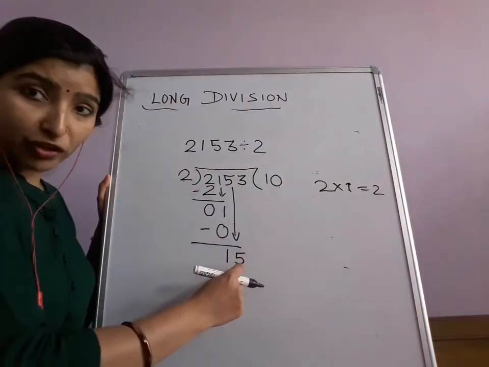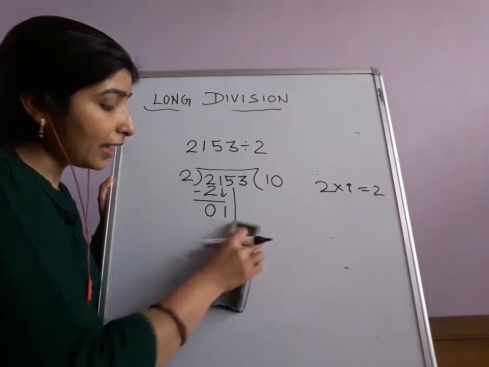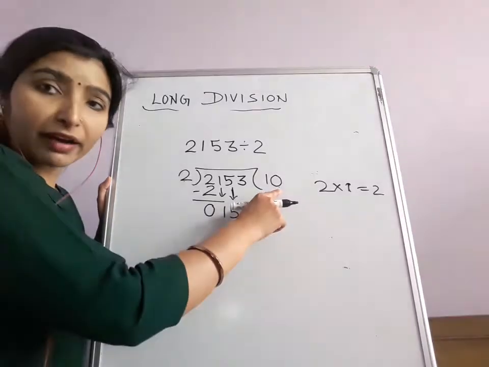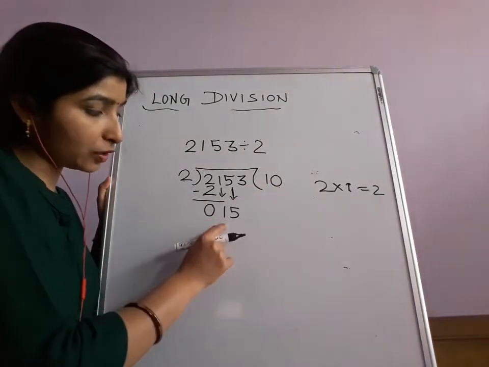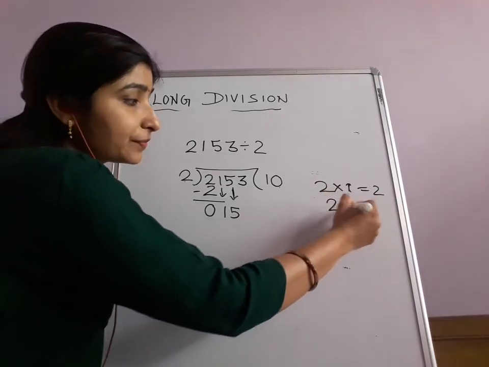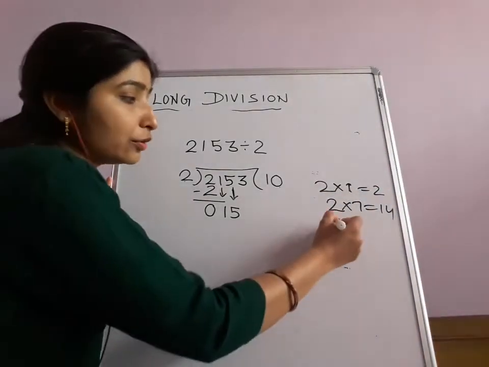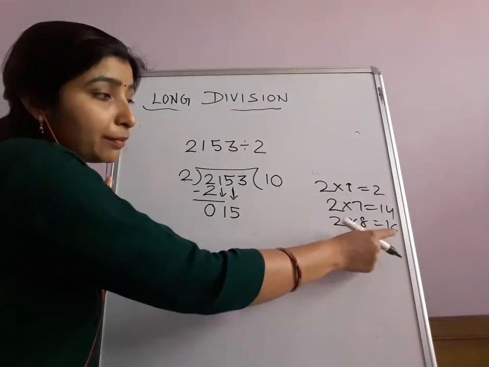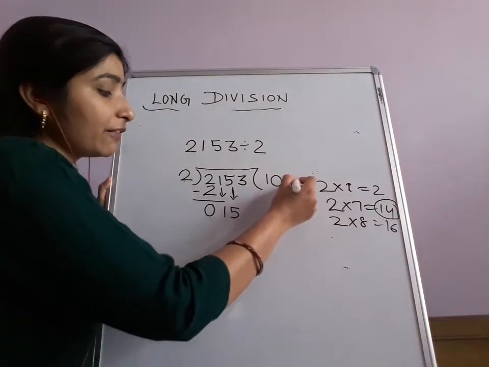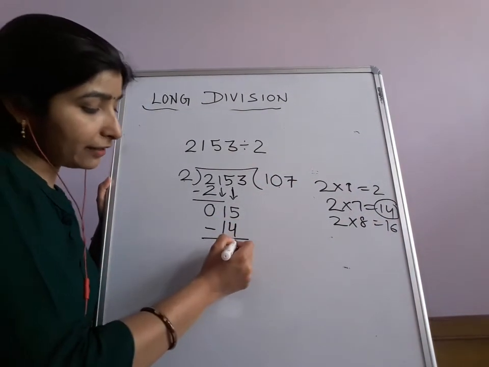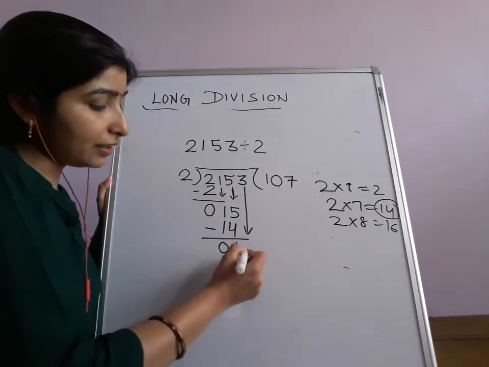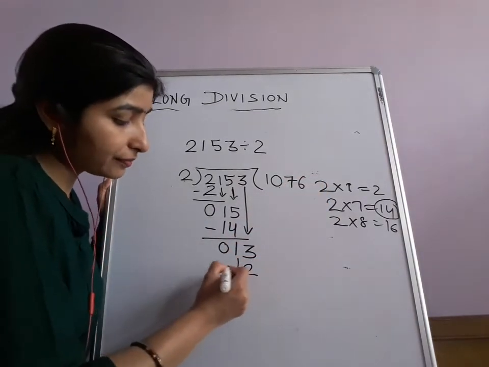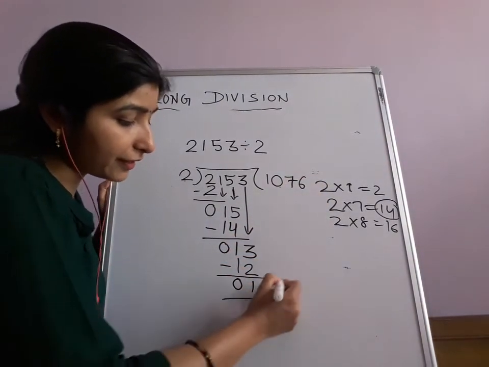So you can do it stepwise also, or you can skip this step and bring down 2 digits together, but you have to put 0 here for that. Now 2 sevens are 14, and 2 eights are 16. 16 is bigger than this, so we will not take the bigger number. Just before that, 14 is coming. So 2 sevens are 14. Now subtract. 1 is left, so 1 is the remainder. Now we have to bring down this 3. 2 6s are 12. So 1 is your remainder.